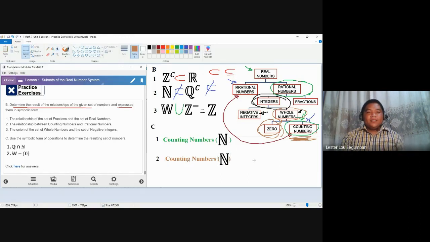So this completes practice exercises B and C in lesson number 1 of unit number 3. What is just tricky here is the presentation using symbols. But once you are able to grasp the relationships between the symbols, you will also know how to use them in representing the relationships.